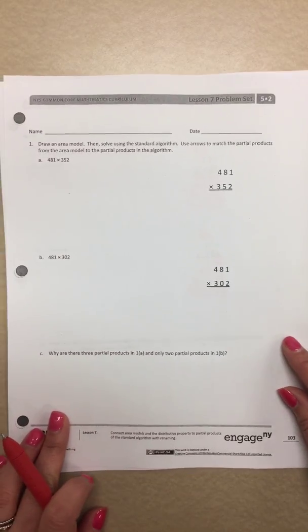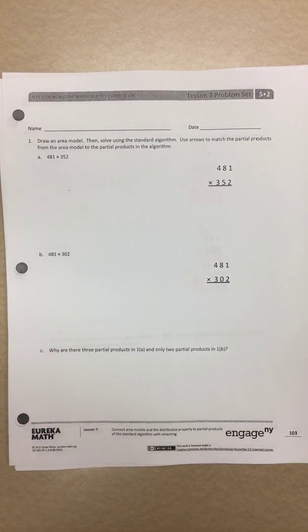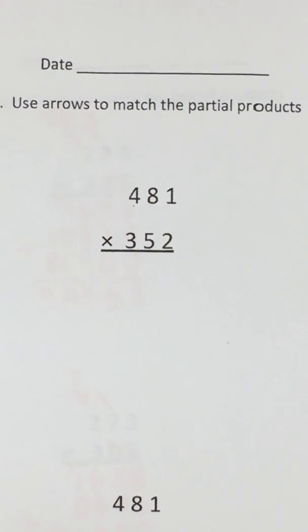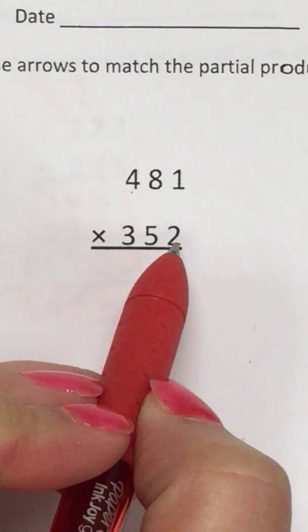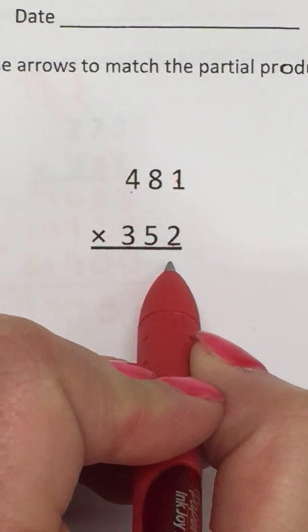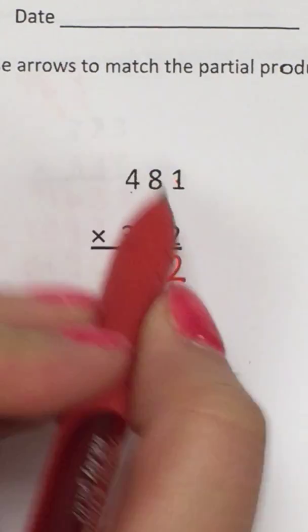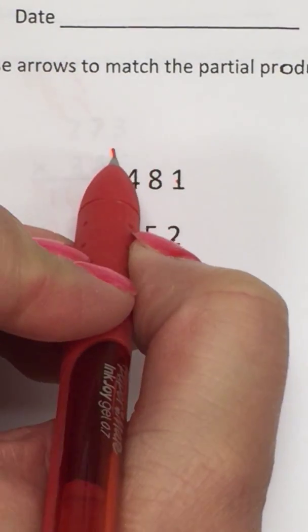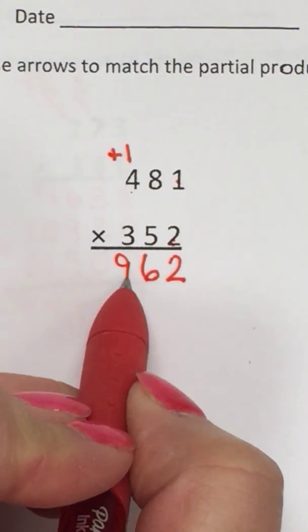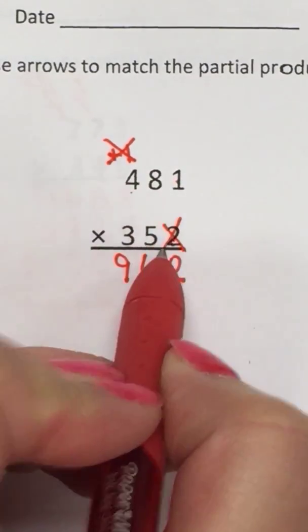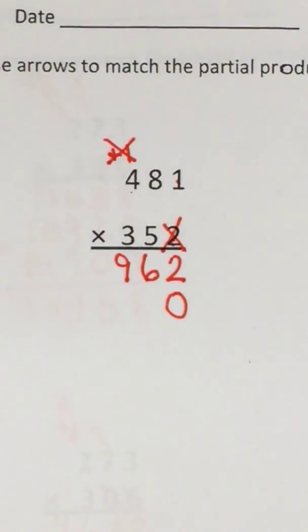So you do have this one in your binder. I would recommend getting it out because I'm going to do letter A with you. So letter A is 481 times 352. So I'm going to start with my multiplication in my ones place. 2 times 1 is 2. 2 times 8 is 16. Put down my 6. Carry my 1. 2 times 4 is 8. Plus 1 is 9. Cross it out. Cross it out. Put down my first placeholder.